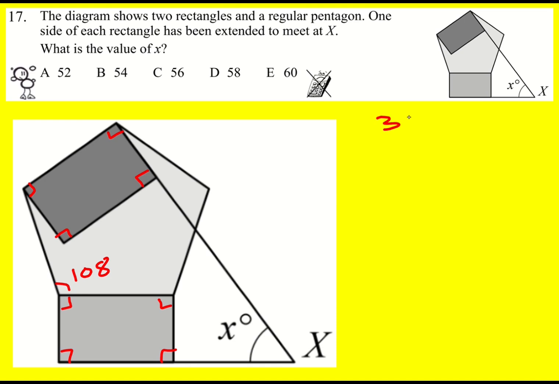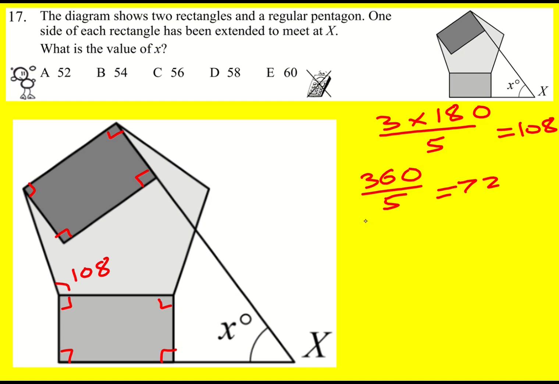It's the number of sides minus 2, so in this case 3, times 180 divided by 5, which gives 108. Or we can do the exterior angles of a regular pentagon, 360 divided by 5, which is 72, and then do 180 minus that. Remember, exterior angles are these ones here. So they're on a straight line, the interior and the exterior, so that's why you do that.